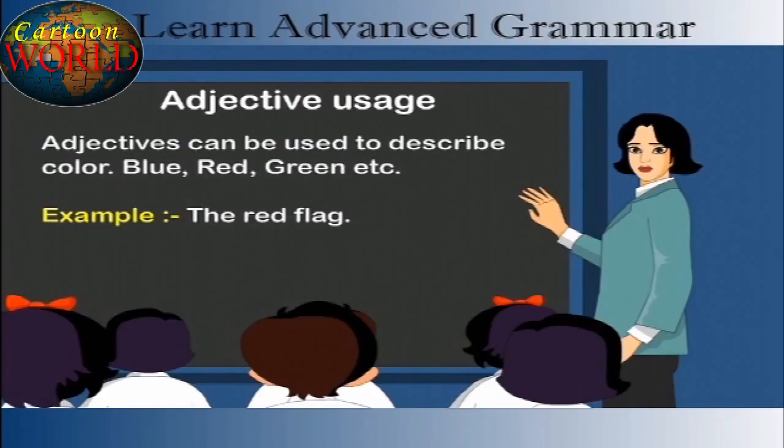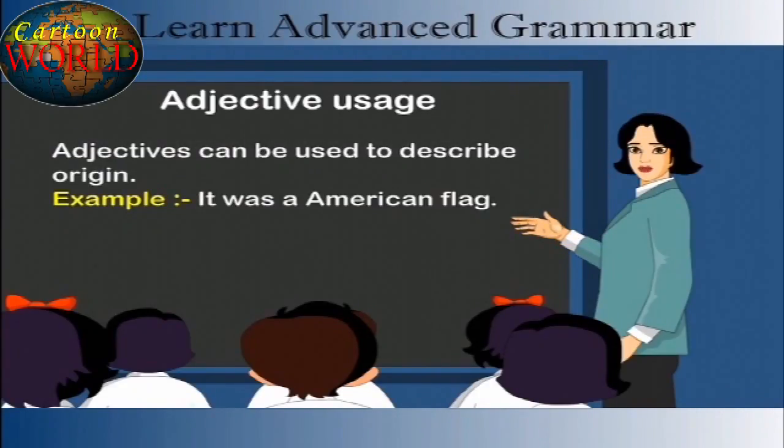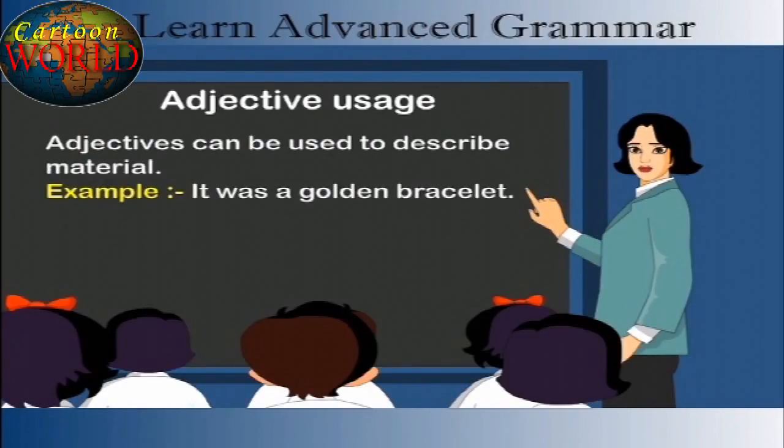Adjectives can be used to describe color: blue, red, green, etc. Example, the red flag. Adjectives can be used to describe origin. Example, it was an American flag. Adjectives can be used to describe material. Example, it was a golden bracelet.